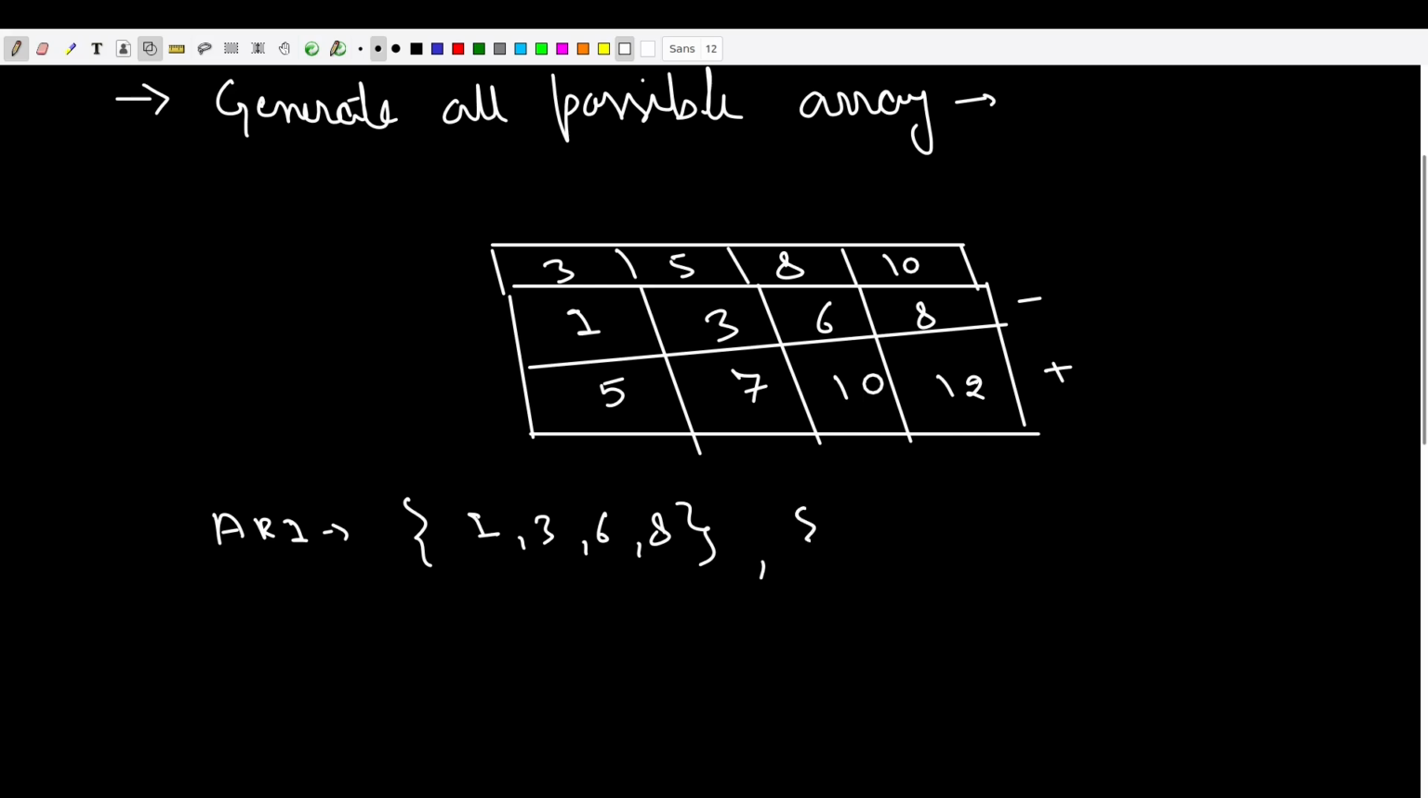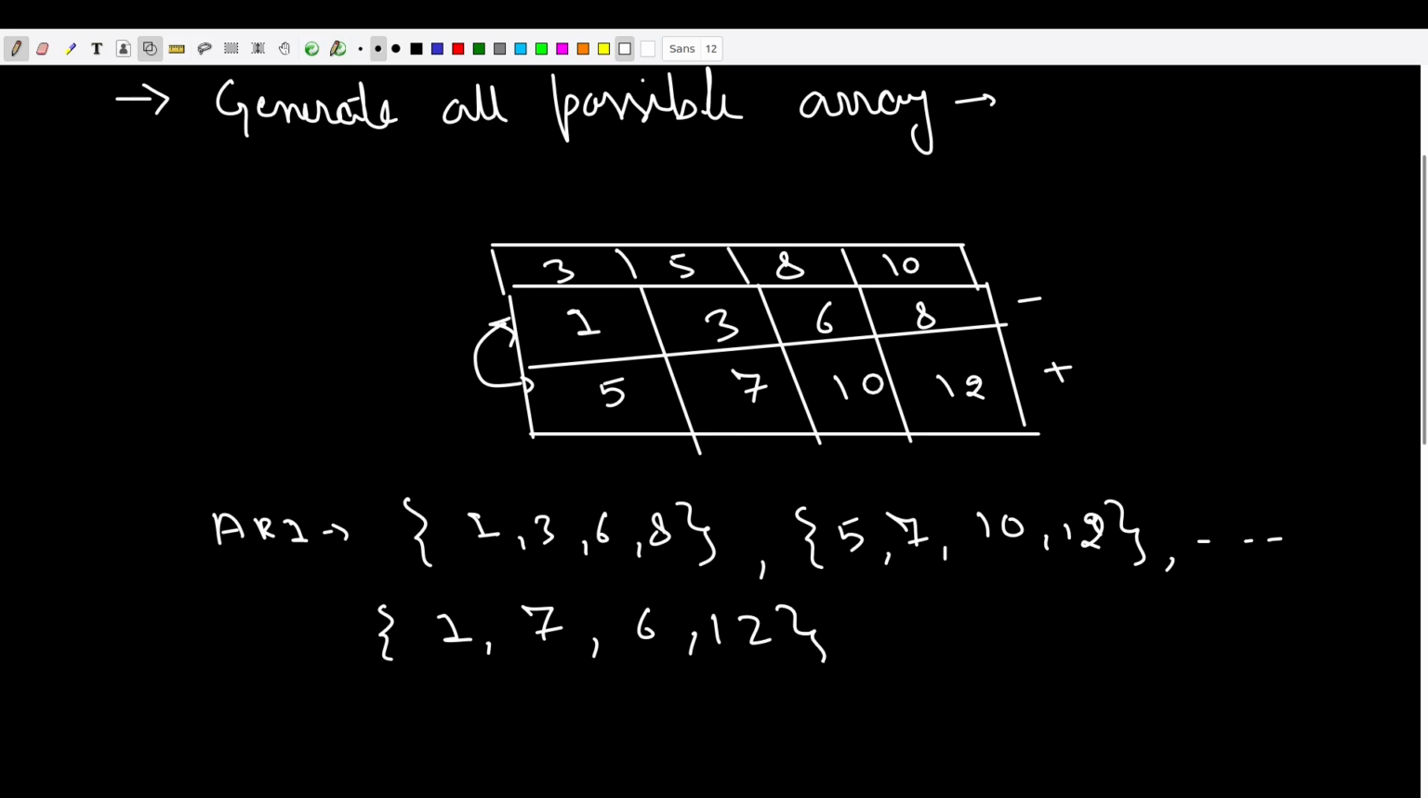Another array could be 5, 7, 10 and 12, and there are various other arrays as well. For instance, another array could be a crisscross between these two, like 1, 7, 6 and 12. So these are all possible arrays which can be generated. If you generate all possible arrays, there will be 2 to the power 4, which is 16, such arrays.